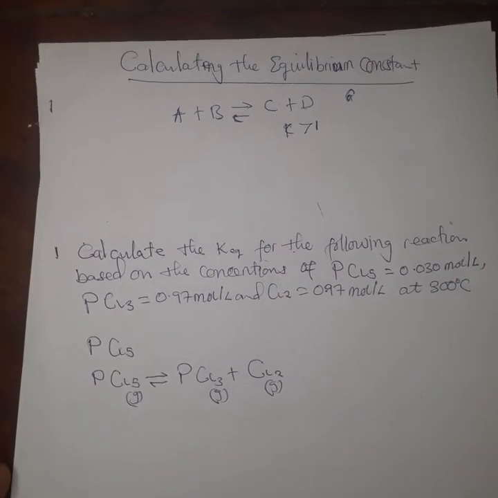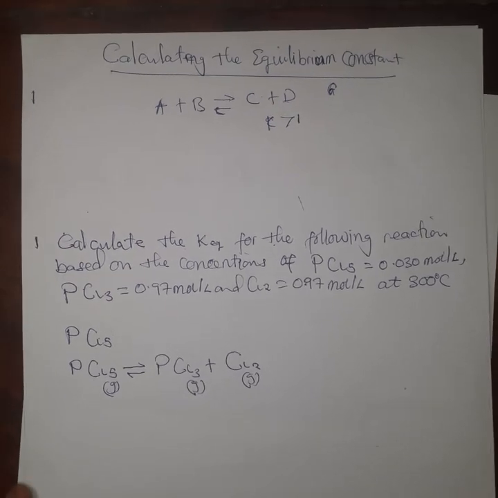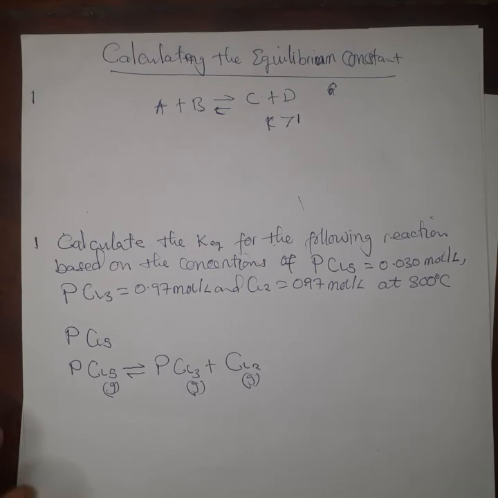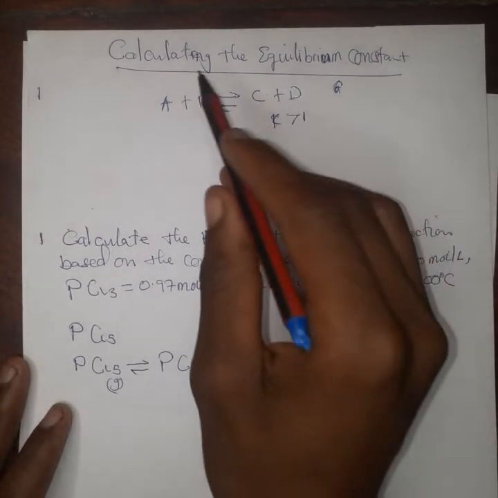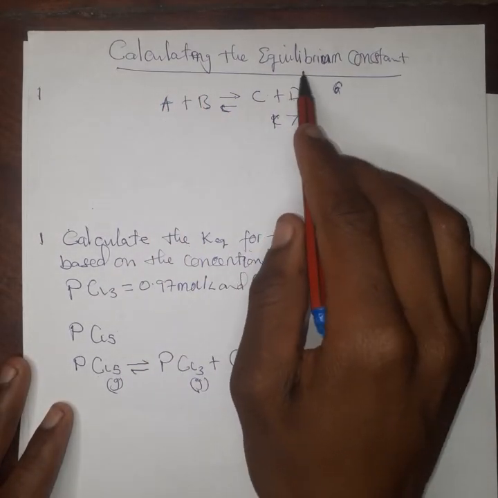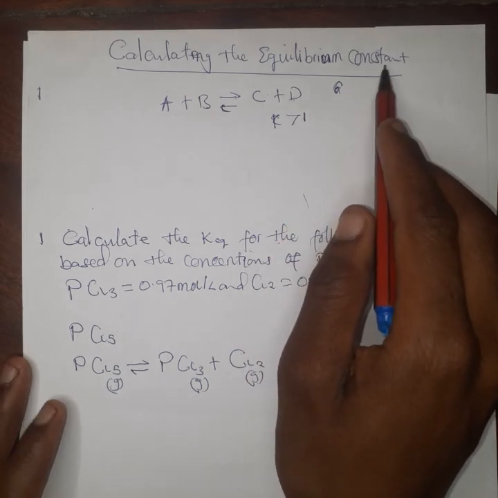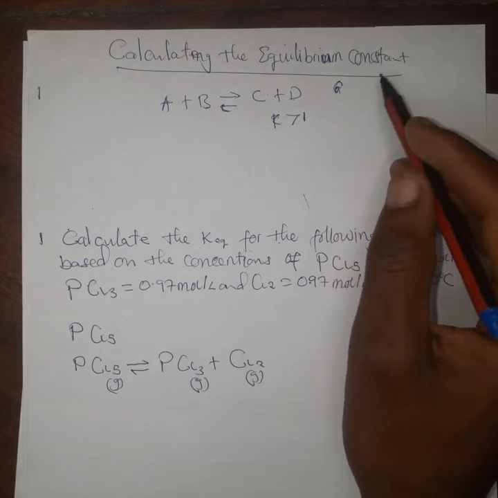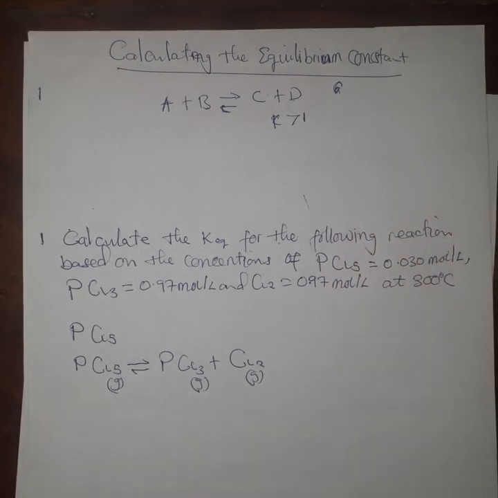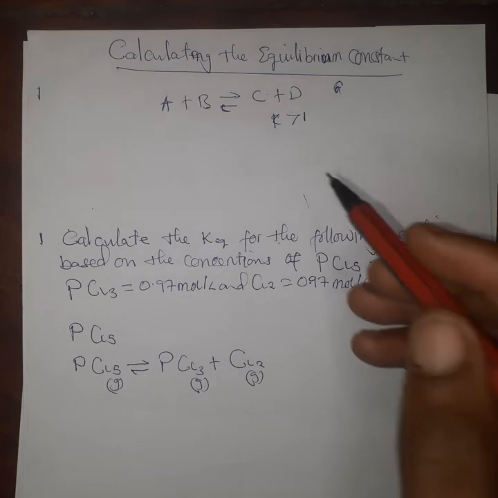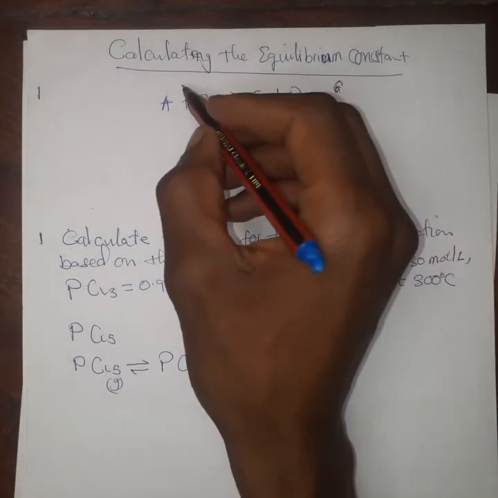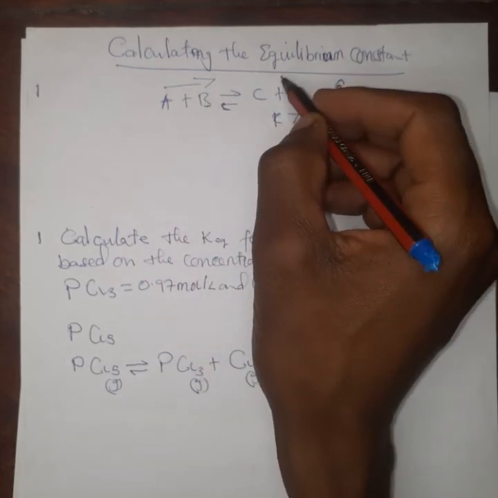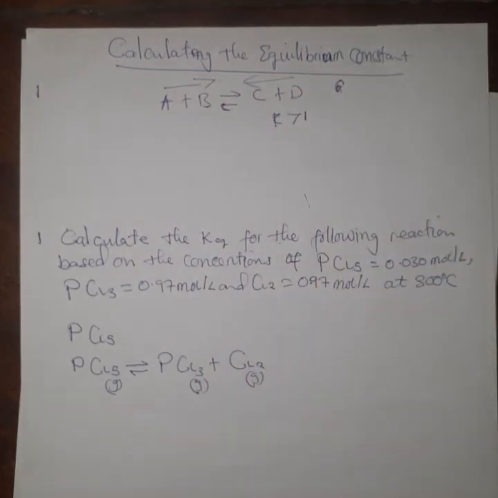In the previous video, I explained how to come up with the equilibrium constant expression. Now in this video, I want us to look at how to calculate the equilibrium constant. There are a few things we need to know about the equilibrium constant before we start calculating, because using the equilibrium constant, they can ask you to say if the reaction is going to the right or if the reaction is going to the left.